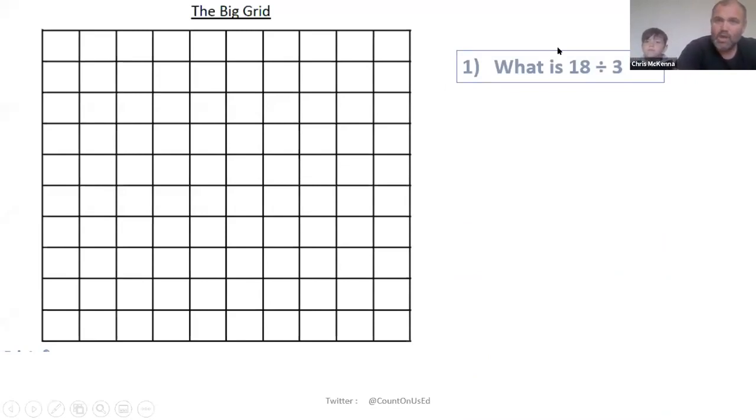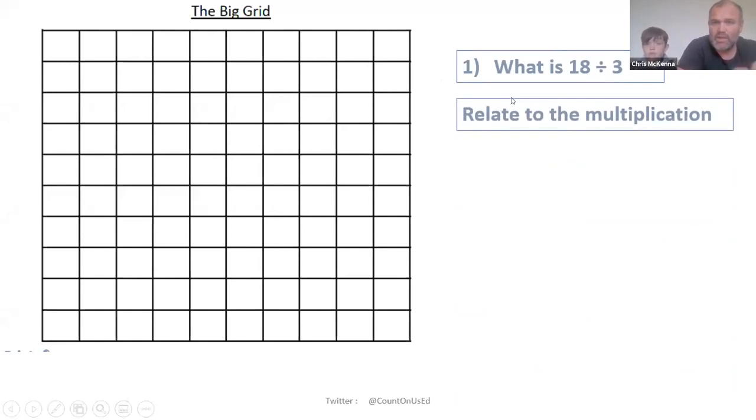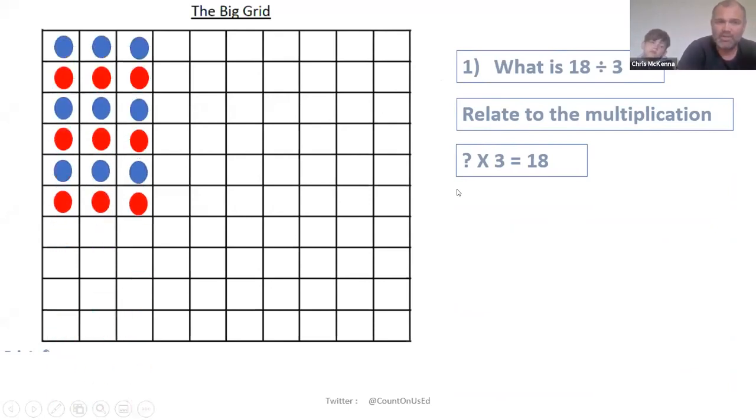So something like, what is 18 divided by 3? A quick point here is that when we're thinking of 18 divided by 3, we can relate that to the multiplication. Although we're thinking 18 divided by 3, we're thinking how many groups of 3, or what times 3 equals 18. So always have that link between your multiplication and division.